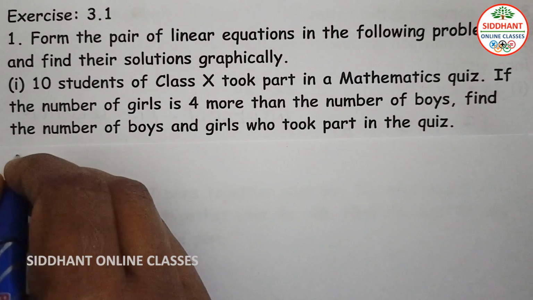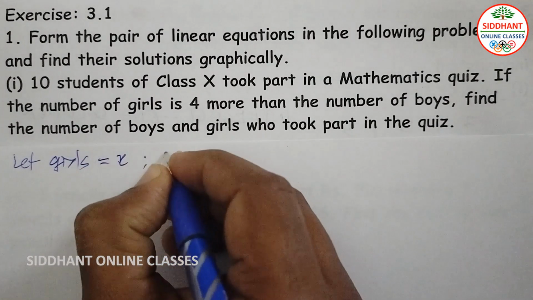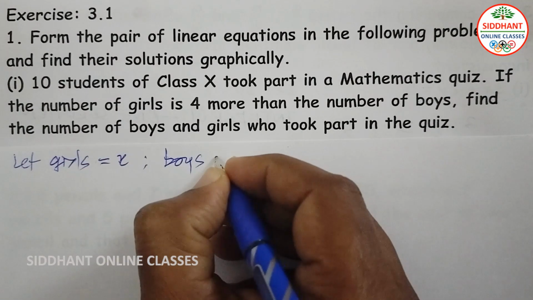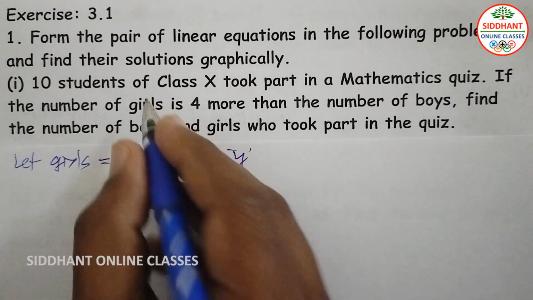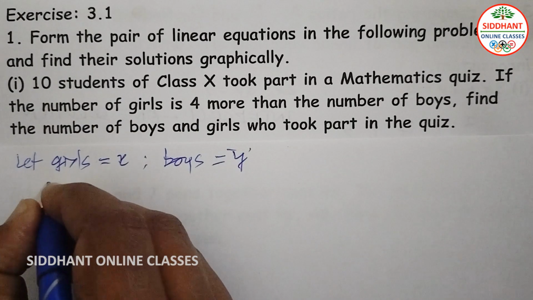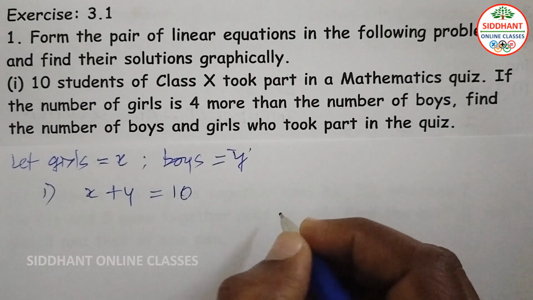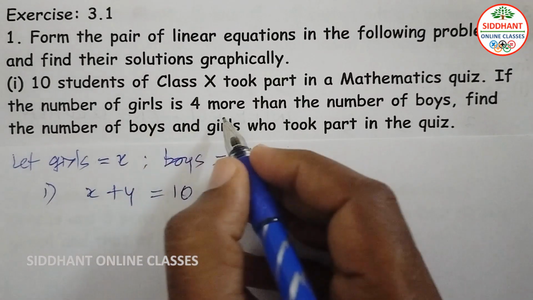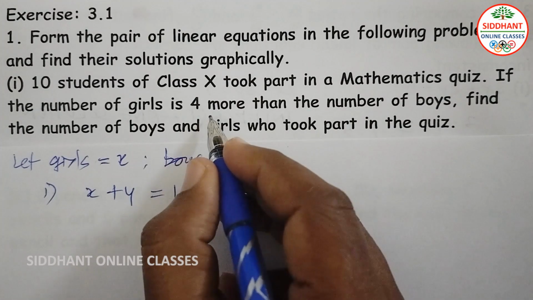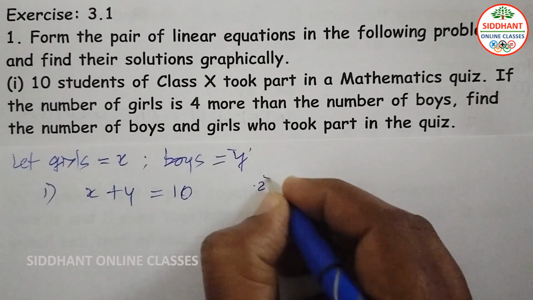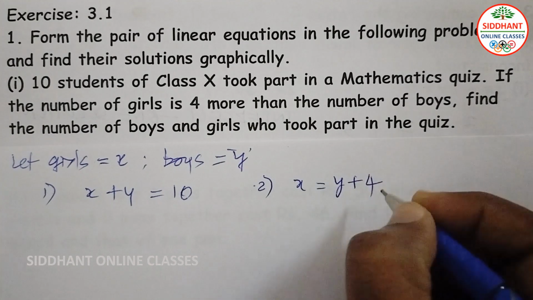So here, let girls be X and boys be Y. The total number of students is 10, so the first equation will be X plus Y equal to 10. Next, the number of girls is 4 more than the number of boys. That means the second equation will be X equal to Y plus 4.